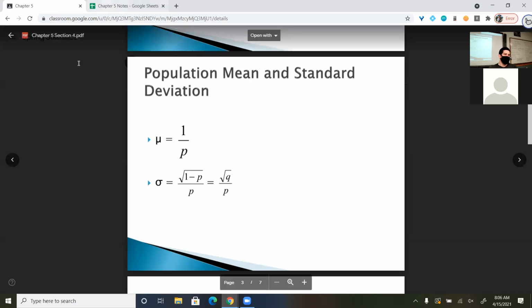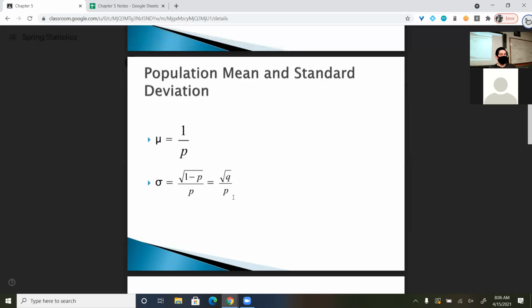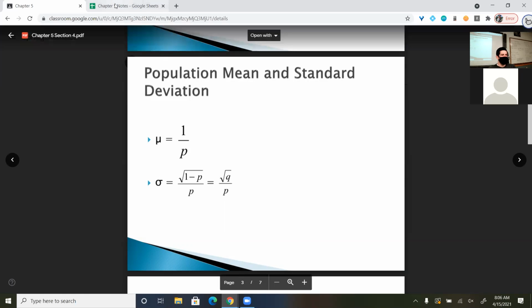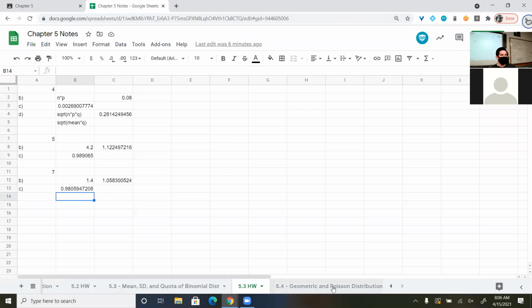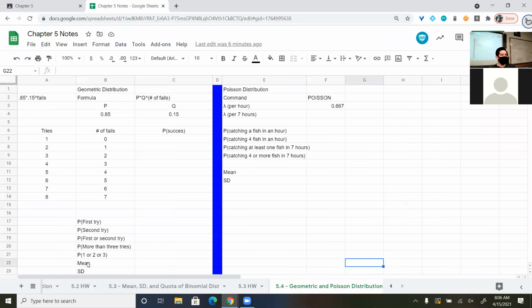Sigma is the standard deviation. So you would take the square root of the probability of failure and then divide it by the probability of success. And you'll notice that in the Google Sheets, under the geometric distribution, we will be doing the mean and standard deviation as well as answering a few of these questions.